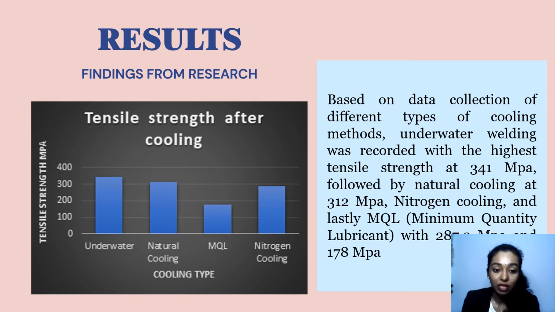So this is the result findings from the research. Okay, so this is the bar graph of tensile strength after cooling for four different cooling media. Based on the data collections, the underwater welding was recorded with the highest tensile strength, which is 341 megapascal, and then followed by the natural cooling at 312 megapascal, nitrogen cooling at 287.3 megapascal, and followed by the minimum quantity lubricant at 178 megapascal.